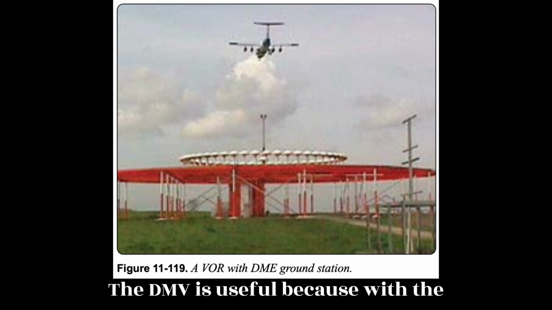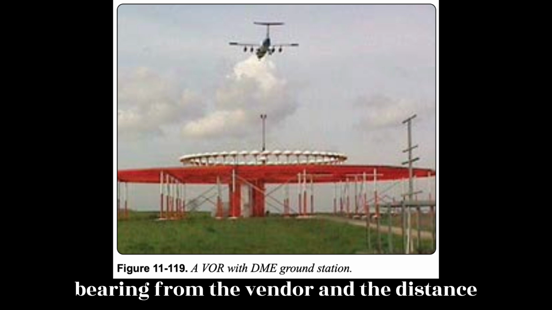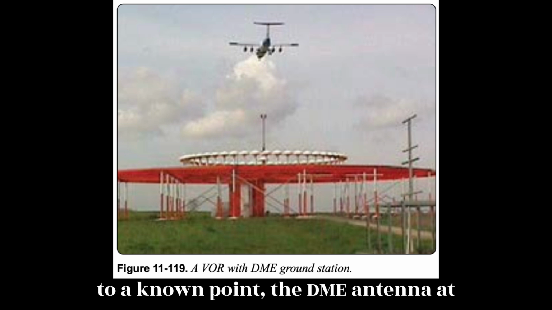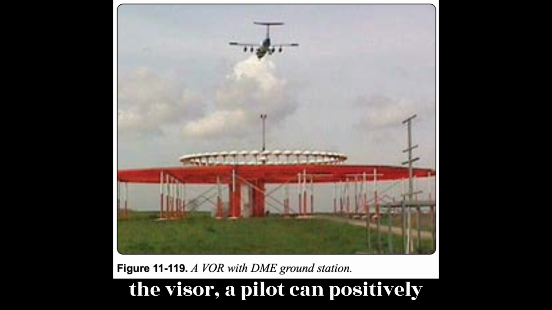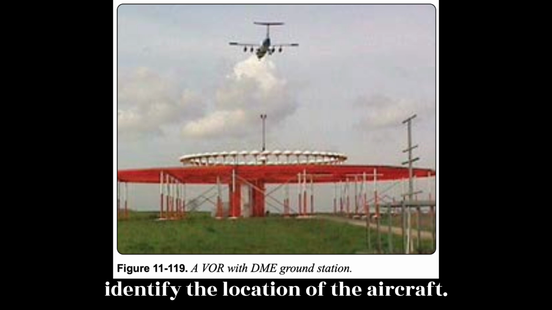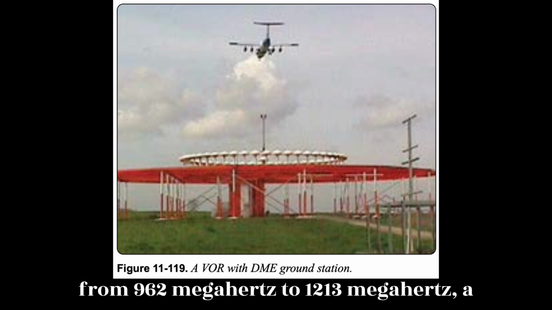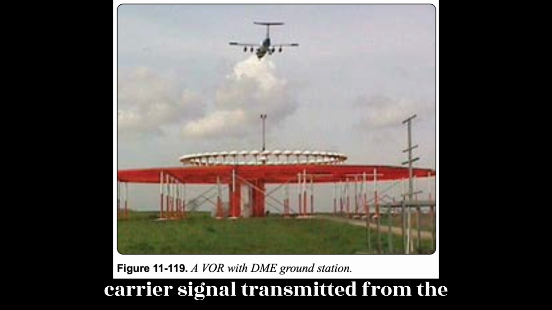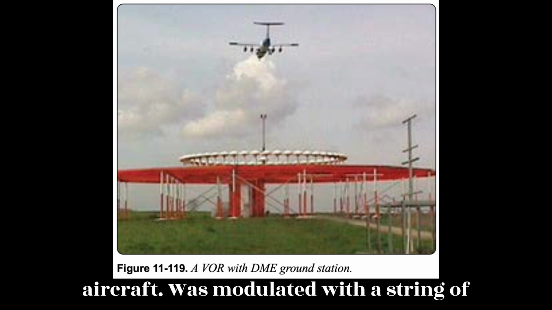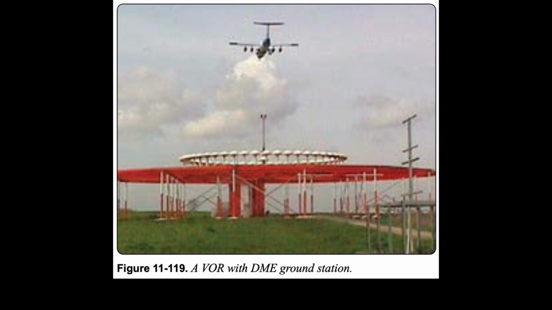The DME is useful because with the bearing from the VOR and the distance to a known point, the DME antenna at the VOR, a pilot can positively identify the location of the aircraft. DME operates in the UHF frequency range from 962 MHz to 1213 MHz. A carrier signal transmitted from the aircraft is modulated with a string of interrogation pulses. End of page 11-50.